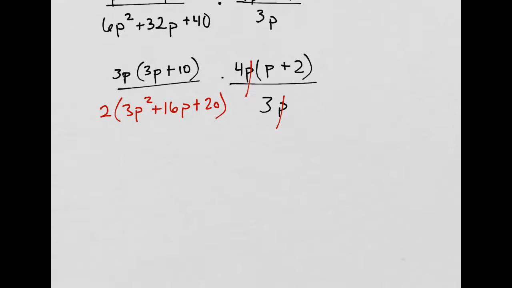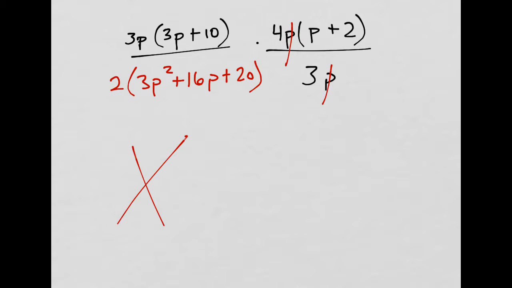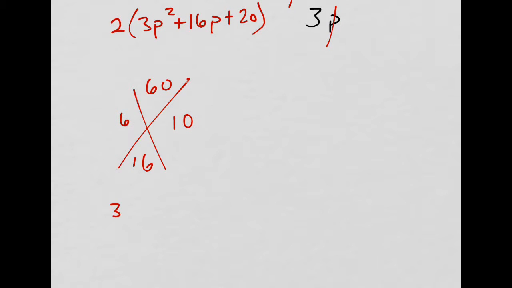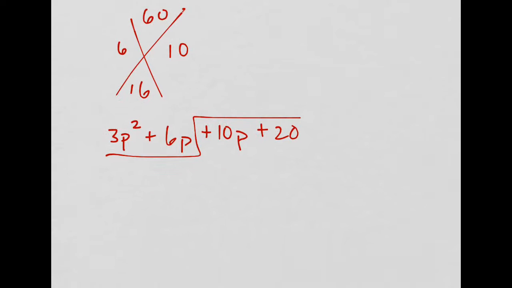And I can do big X on this part. I cannot use the shortcut, so this is a good video to show the long way, which is factor by grouping. So in the top, 3 times 20, that's 60. And 16, immediately I'm thinking 6 and 10, because when I add them together, like that one, I didn't have to do anything fancy. And then I write out 3p squared plus 6p plus 10p plus 20.